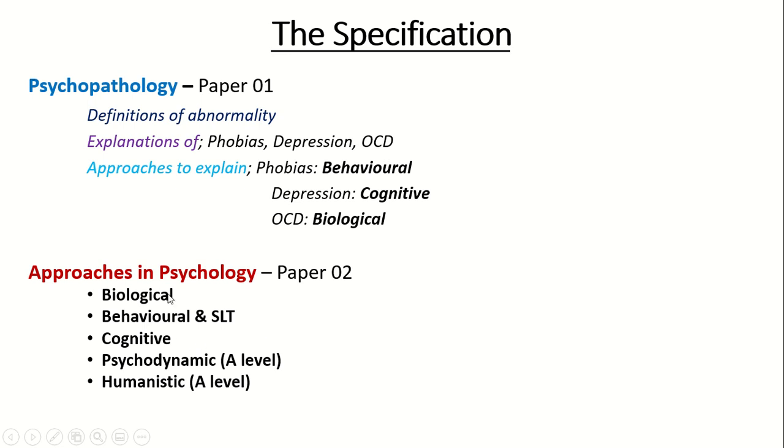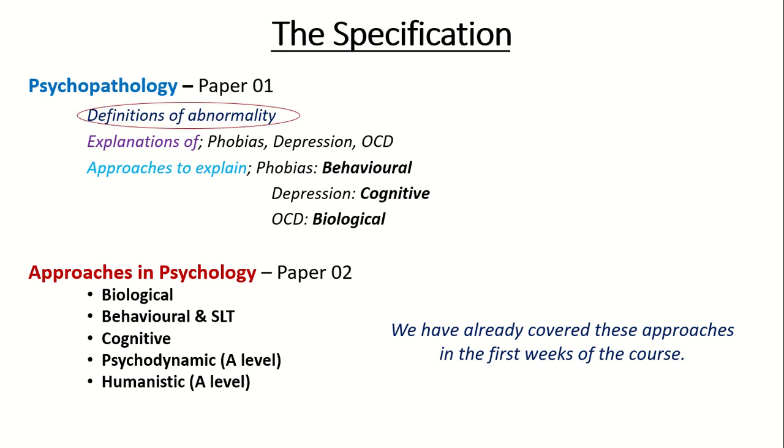We only need to look at behavioural, cognitive and biological for this approach. We're not going to refer to psychodynamic or humanistic at all, and that is because no questions on paper 1 will relate to psychodynamic or humanistic. If you ever see psychodynamic or humanistic explanations of depression, phobias, or obsessive compulsive disorder, then chances are they're from the old specification. So I'd say for simplicity, just completely ignore those approaches in the context of abnormality.